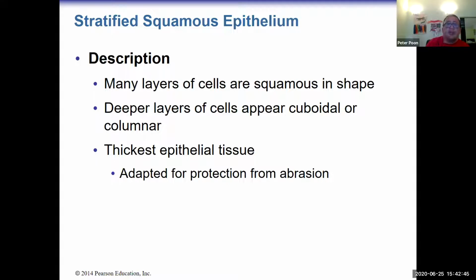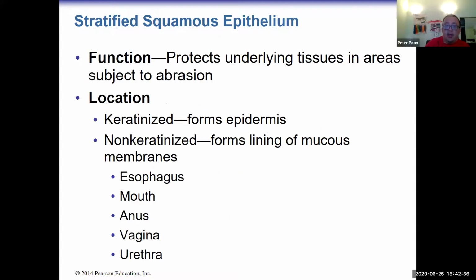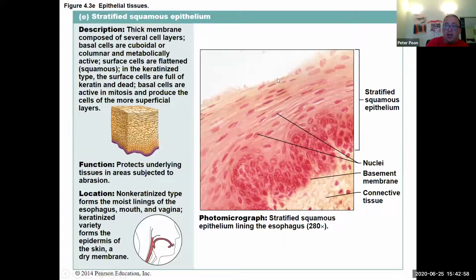Stratified squamous epithelium have many layers of cells that are squamous in shape. Okay, so let's take a look at what these cells look like. Many, many layers of flat cells, and then the bottom layers are cuboidal or even columnar, mostly cuboidal.